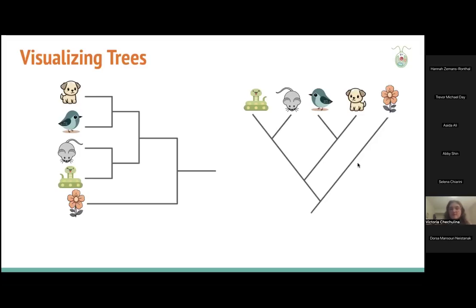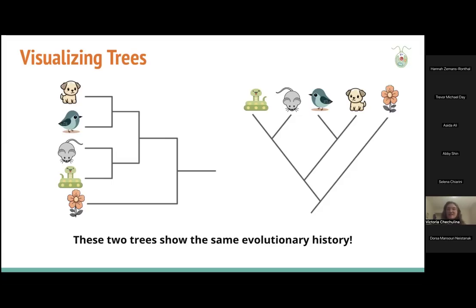Another important skill is visualizing trees. So you might be given two trees and asked, are these two trees the same? Try not to be fooled by the orientation of the tree or the way that it's drawn. Really, you just want to look at which species are the most closely related to each other. So take a moment, look at these two trees. Are these two trees showing you the same evolutionary history? And if you could just click forward one, the animation will show you that yes, these two trees are actually the same.